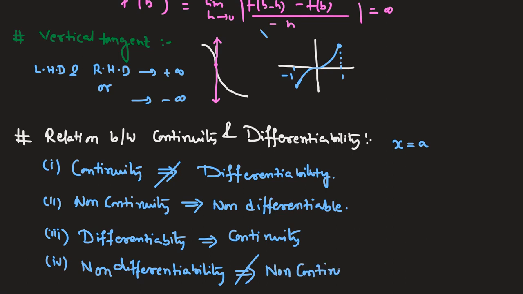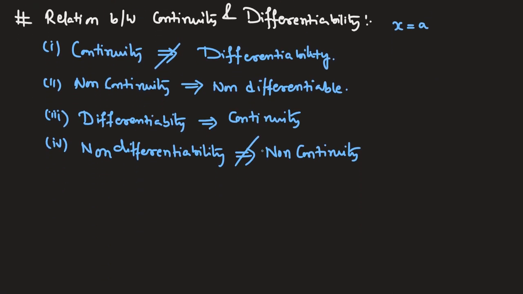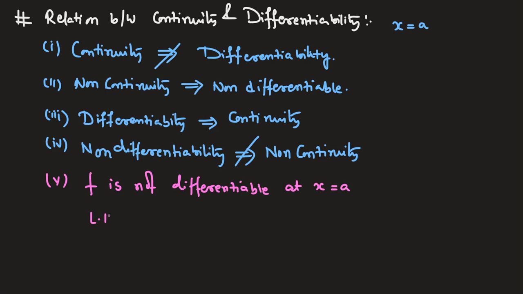All of you are aware of these four results, but the fifth result very few students apply in the exam hall. So what is our fifth result? I can use a different color here. If the function f is not differentiable at x is equal to some point a, that means the left hand derivative at the point x equal to a is not equal to the right hand derivative at that point.